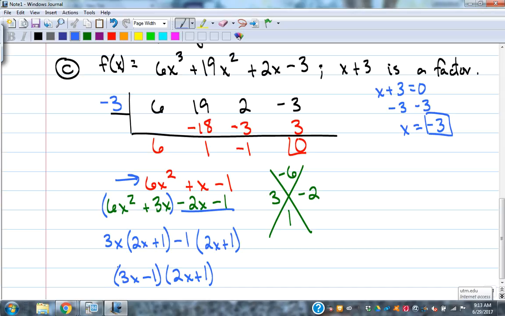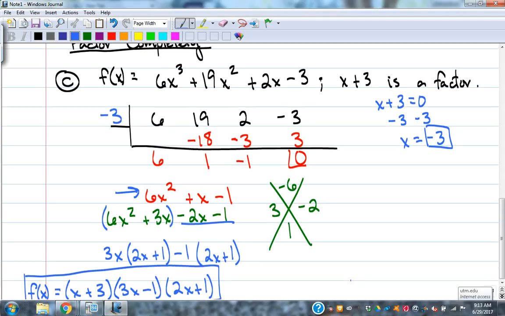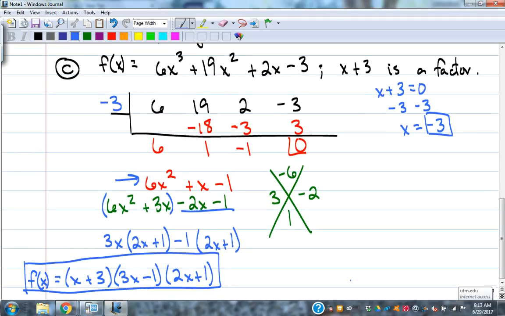But I also have the factor that I started with, x plus 3. There is our factored form for that polynomial. So we used the synthetic division to get the ball rolling and get the problem broken down into something that I can then factor using some of the skills that I already have acquired in factoring a trinomial. I knew how to do that, so that allows me to get there. And I got it in factored form.